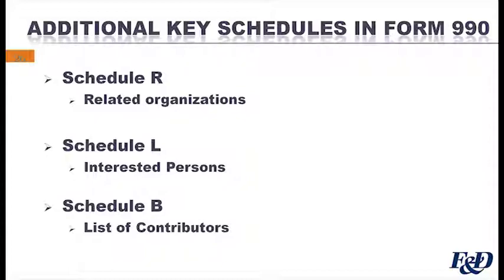Some other key schedules in the Form 990 would be the Schedule R, related organizations, Schedule L, interested persons, Schedule B, list of contributors. Now, I won't go over these individual detailed schedules. However, it should be noted that when reviewing the first 4 pages of the individual 990, you may see a certain question answered yes, which would require the completion of one of the schedules just mentioned. I know we didn't get into detail on the Form 990 schedules. However, we can spend a significant amount of time reviewing that information.